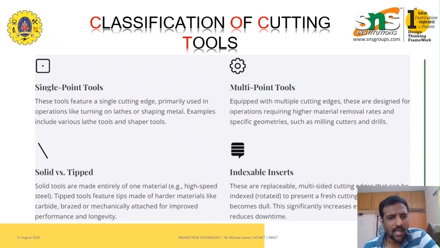And the types of cutting we've discussed. The classification of cutting tools we'll discuss in the next class. I'll just give a small gist. Cutting tools may be classified based on the number of points or cutting edges present. A single point cutting tool has a single shaft. A multi-point cutting tool has multiple cutting edges. And solid versus tipped, that is a solid edge or a tip, where the point end alone is hardened. Then indexable inserts. Some inserts can also be used for this process.